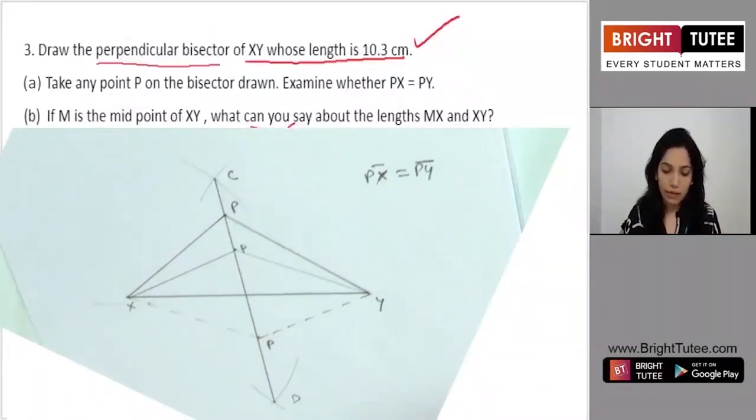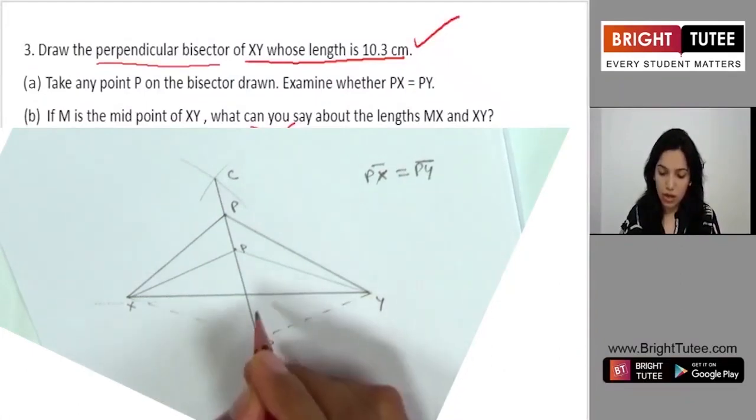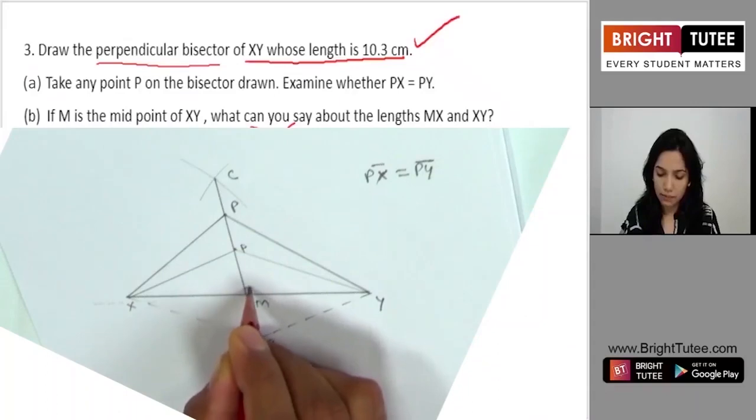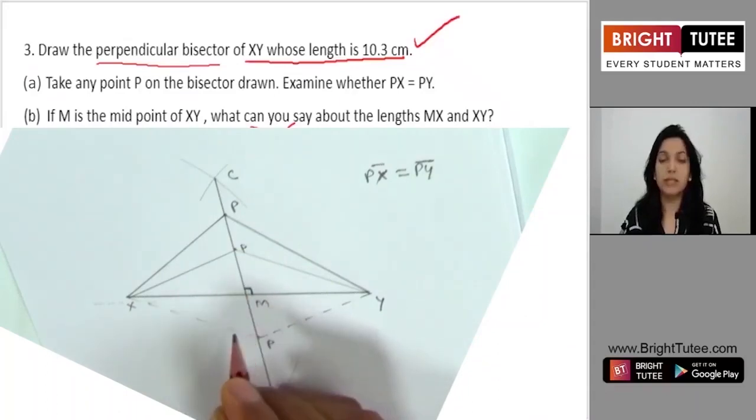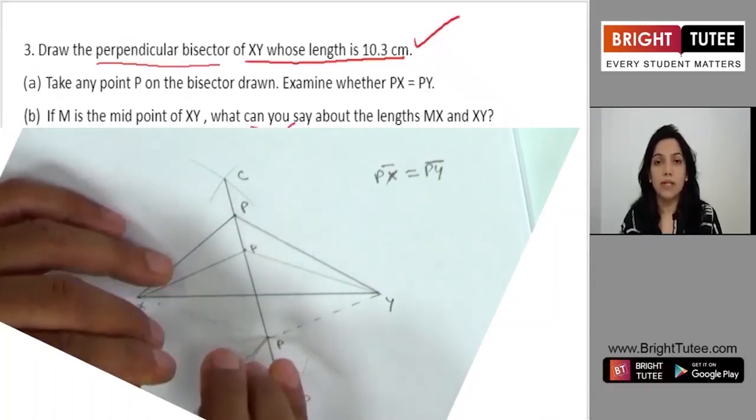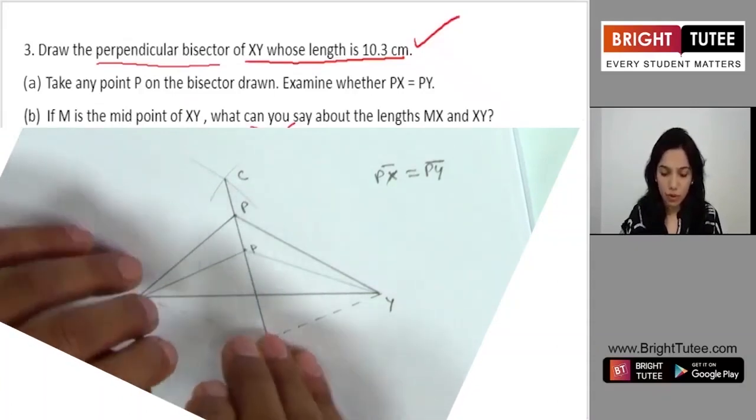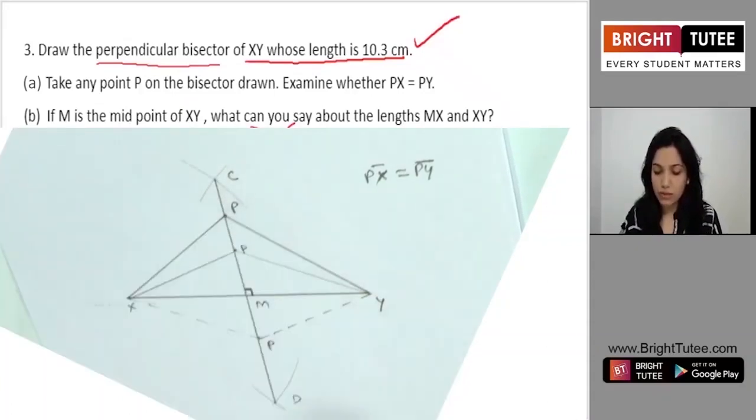It says if M is the midpoint of XY. So here what I have marked as O, they are asking us to name it as M. Okay. So instead of O, it is M. So if M is the midpoint of XY, what can you say about the lengths of MX and XY? Right. MX is this particular length. Right. And what is XY? It's the complete length.